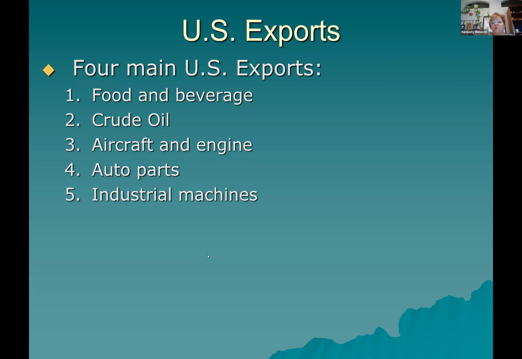Our number two export is crude oil. Number three, we do a lot of technology products, so aircraft and engines for aircraft. Number four, automobile parts. And number five, industrial machines, meaning the types of machines you would use in a factory. So capital equipment is what we're talking about there. I said four and I put five on the list, so five exports that we have.